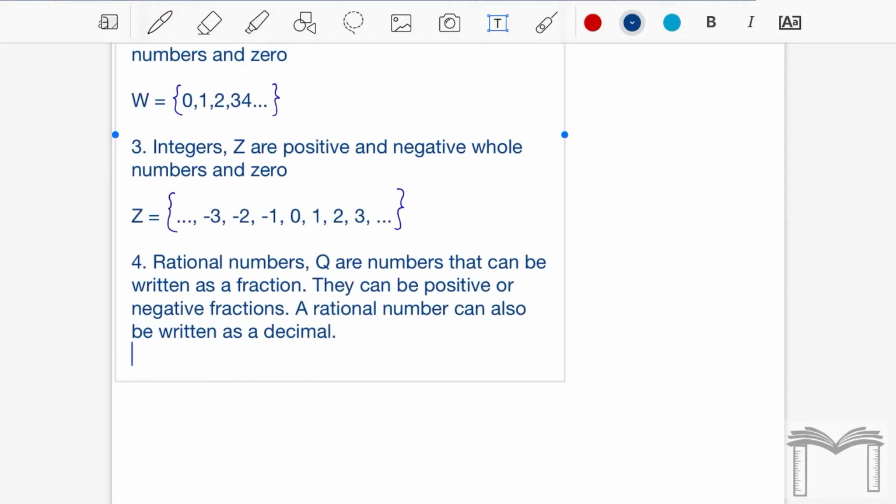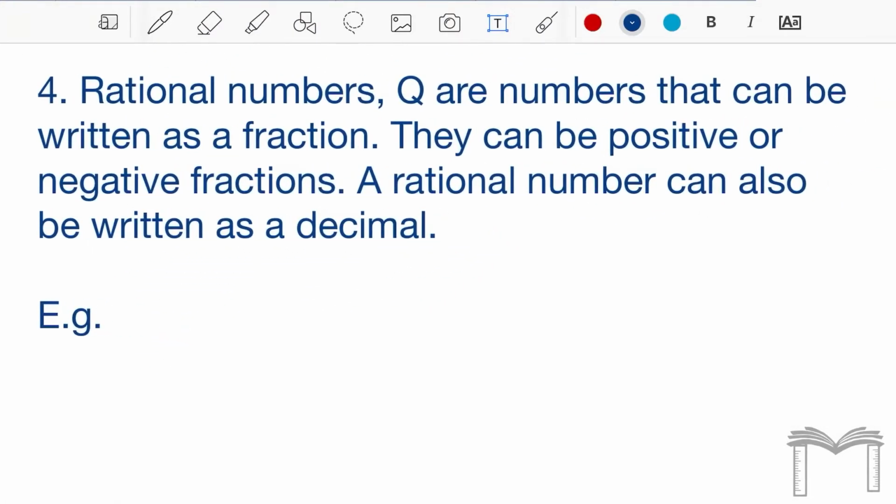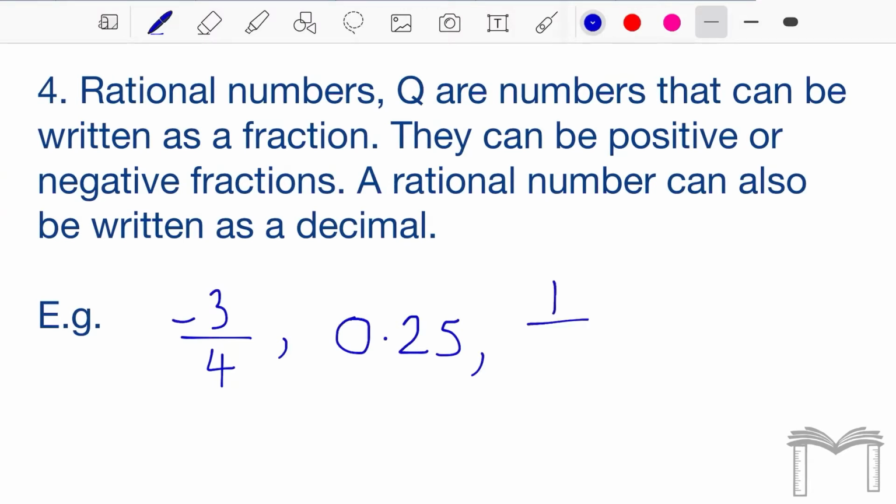For example, 2 can be written as 2 over 1 if we want to write it as a fraction. -3 can be written as -3 over 1. So rational numbers will include 0, it will include fractions, it will include negative and positive numbers once they are written as a fraction. It will include decimal numbers and our usual fractions as well.